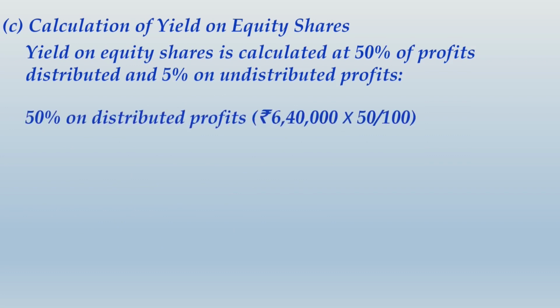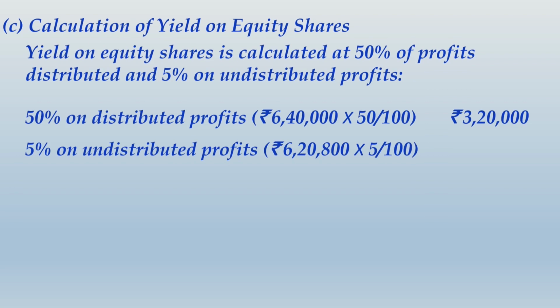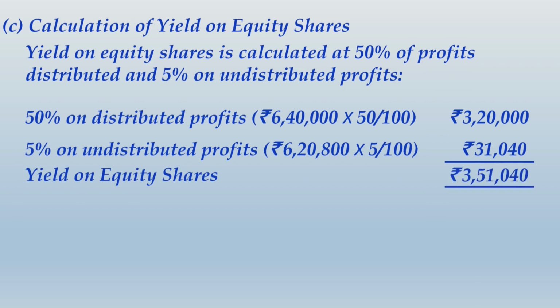So simply whatever profits you have distributed, take 50% of that. Now take care of one thing, you should take only that part of the profit which is distributed to equity, okay, because you are computing yield on equity. Don't take the preference dividend into picture over here. And then 5% on undistributed profit, and the aggregate of that will be identified as yield on equity shares.